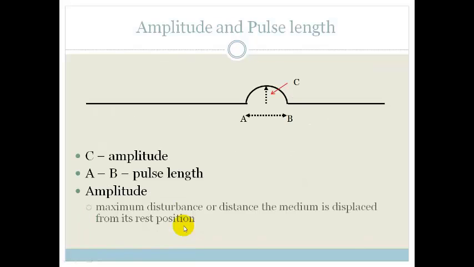Now we have a couple of definitions that you need to learn. First of all, the distance from the zero disturbance to the maximum height of the pulse is called the amplitude. So let's try again. The distance from the zero disturbance to the maximum height is called the amplitude of your pulse. From A to B is the length of the pulse, called the pulse length.